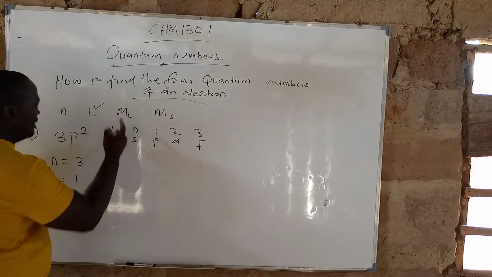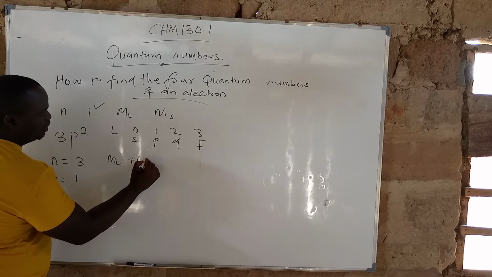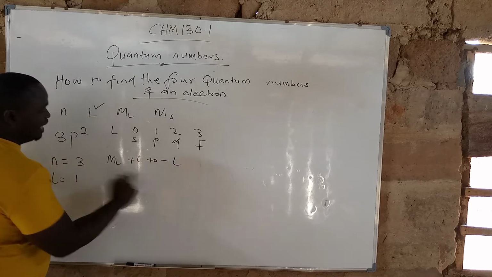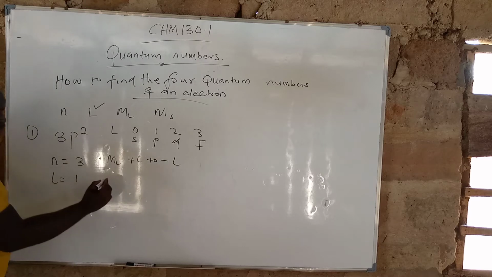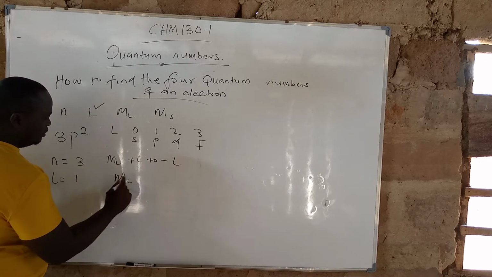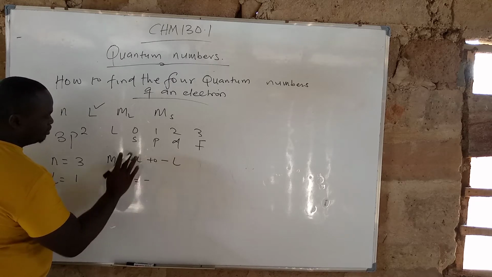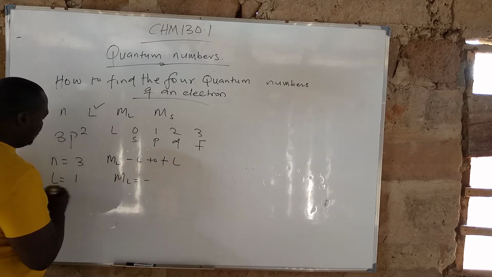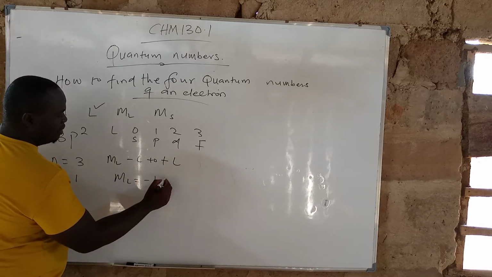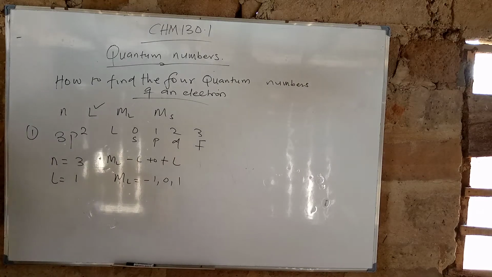Now remember I said that ML starts from what? Plus L to minus what? L. That's the range. So automatically, if you have L, you already have ML. And so the value for your ML, you start from minus to plus. So the value should be minus 1, 0, 1. So that's the value for your ML.